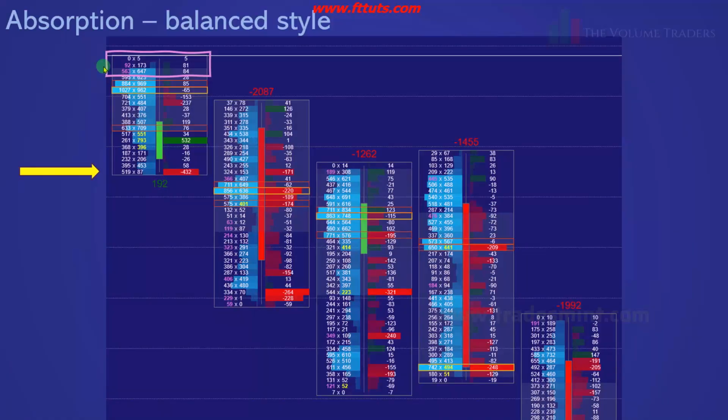And that happened here. Minus 432 negative delta. Huge difference between sellers and buyers. So the buyers definitely gave up. This difference is amazing. 519 sell contracts against just 87. So here is our point of interest to join the market.